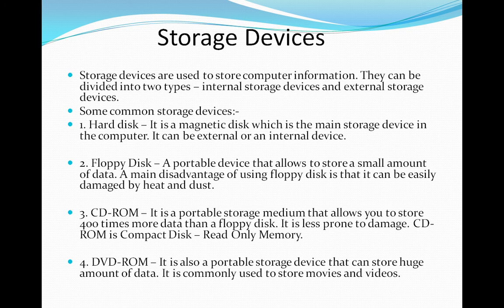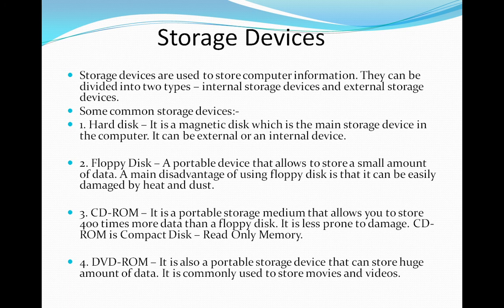So some common storage devices are hard disk. A hard disk is generally a magnetic disk which is the main storage device in the computer. It can be external or internal. Based on the uses, you can use a hard disk as an external device or internal device. You can also purchase an external hard disk if your usage is more.